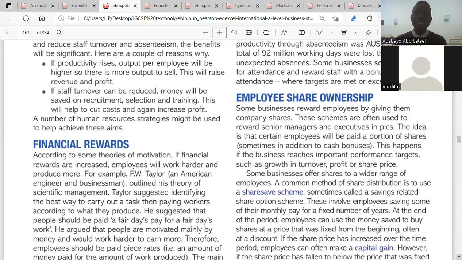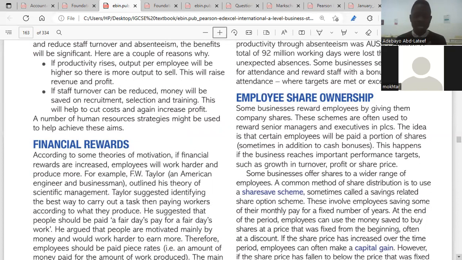Two, it reduces the cost of recruitment and selection, which means businesses will be able to spend less on employing workers. Then they can make more profit. So what are the ways in which businesses could improve productivity, reduce high labor turnover, and increase labor retention rate? How can they do that?